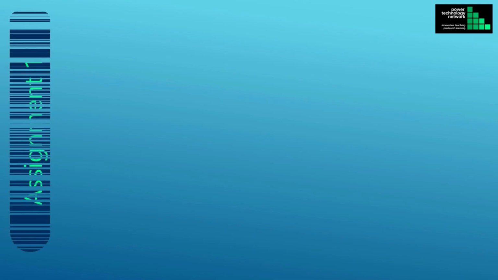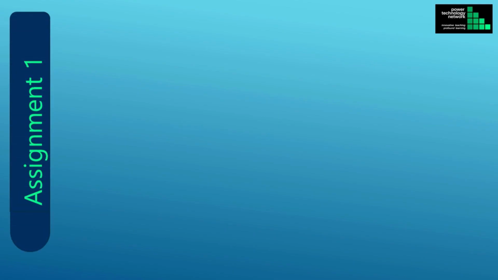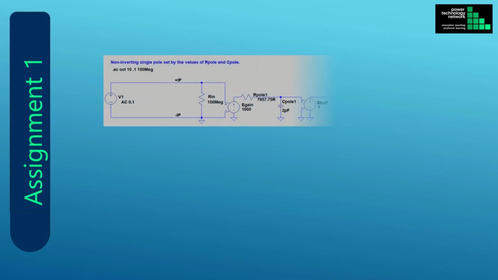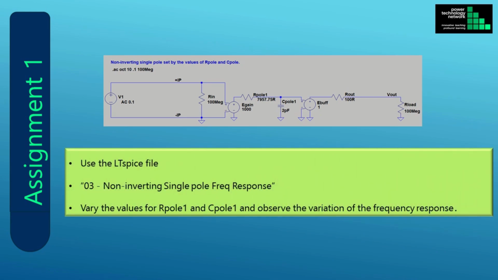This is the LT-SPICE schematic for the op-amp model with a single pole. It is set up to calculate the frequency response from 0.1 Hz to 100 MHz. The LT-SPICE schematic is attached, and is set up to do a frequency response simulation of this circuit. The name of the LT-SPICE file is shown in the slide. The assignment is to vary the values for R pole 1 and C pole 1, and observe the effect on the frequency response.